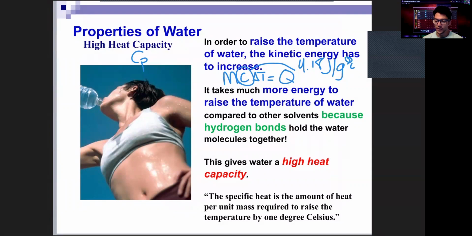So there we go. It takes more energy to raise the temperature of water compared to other solvents because the hydrogen bonds hold the water molecules together. Hydrogen bonds are pretty strong. Okay. This gives water a high specific heat capacity. And this is going to also change when you take into consideration the phase of matter that water's in.